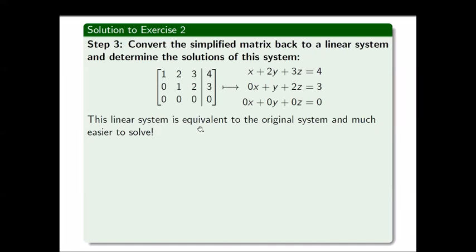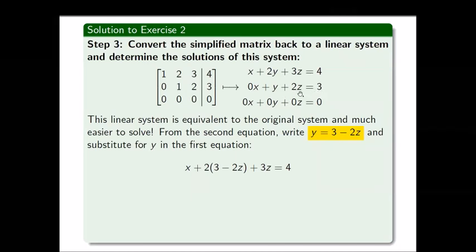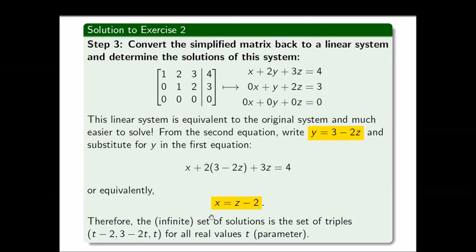Now, this linear system is equivalent to the original system and much easier to solve. From the second equation, we can write y equals 3 minus 2z and substitute for y in the first equation. So we get x plus 2 times (3 minus 2z) plus 3z equals 4, or equivalently x equals z minus 2. Therefore, the infinite set of solutions is the set of triples (t minus 2, 3 minus 2t, t) for all real values t. Remember, we call t the parameter.